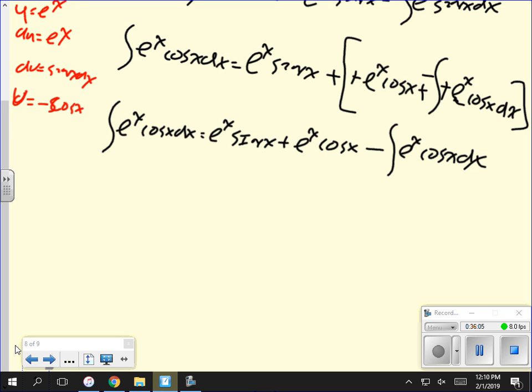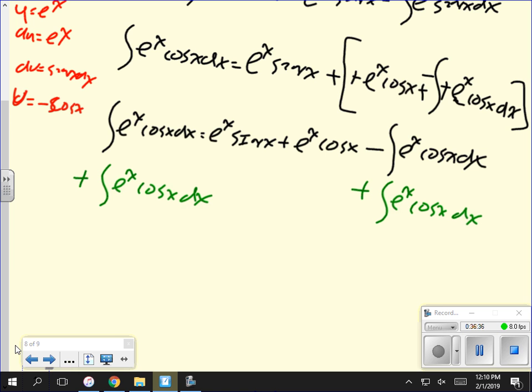Algebra. Add the integral of e to the x cosine x dx to both sides. You can add or subtract anything you want to an equation as long as you add it to both sides. You can divide anything you want as long as you do it to both sides. Right? Basic algebra. You can do anything you want as long as you do it to both sides.